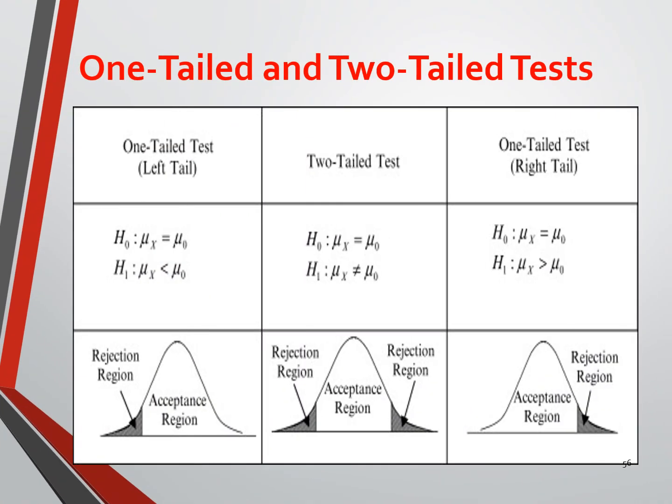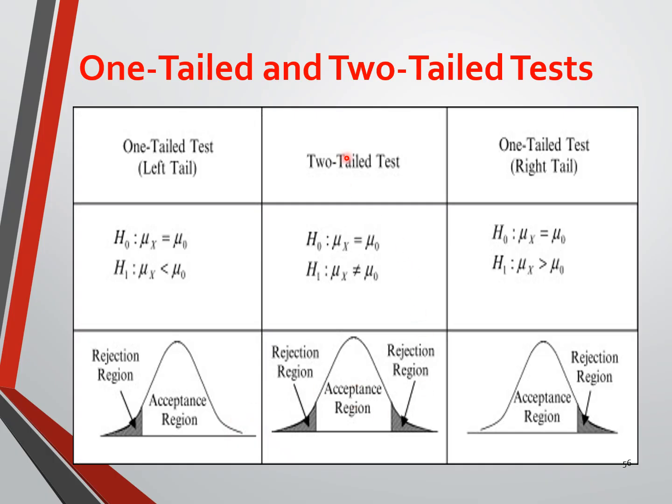So now I come to the graphical way. In the one-tailed test, H0 means null hypothesis, mu x is equal to mu 0. That is said as the first one-tailed graph, where the acceptance region is on the right-hand side and the rejection region is on the left-hand side. So it is 5% and 95% on this side.